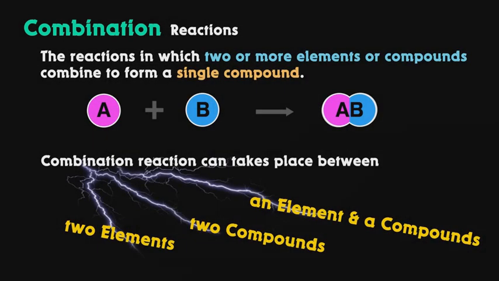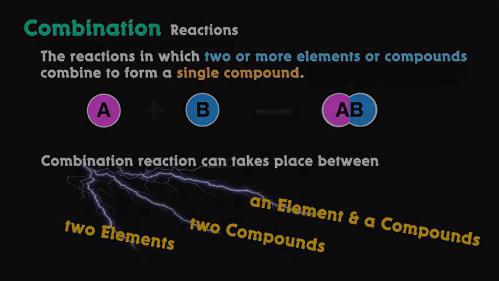So these are all about the three different types of combination reaction that take place in between two elements, two compounds, and a compound with an element. This is all about the combination reaction.